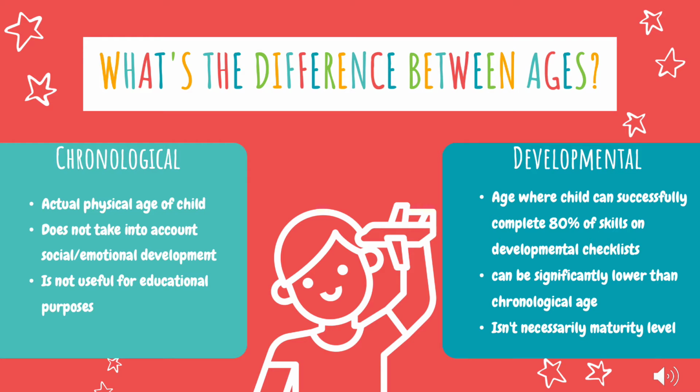Now, their developmental age is pretty useful. It's the age where your child can successfully complete 80% of skills on a developmental checklist. So if you got a developmental checklist and you have a 5-year-old and you mark off all the skills and he can complete 80% of skills that a 3-year-old could complete, then he would be developmentally 3 years old.